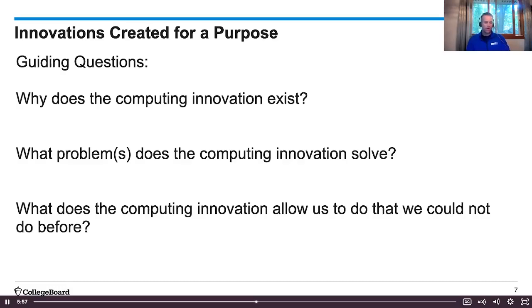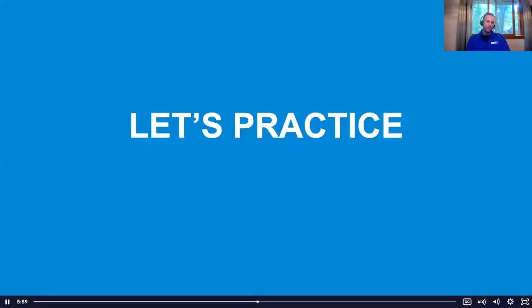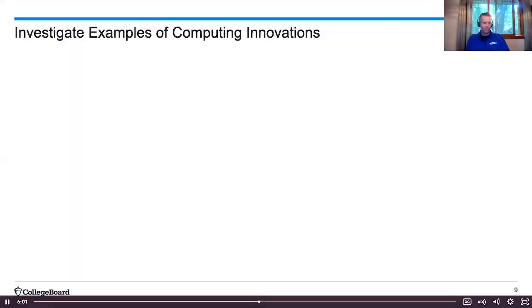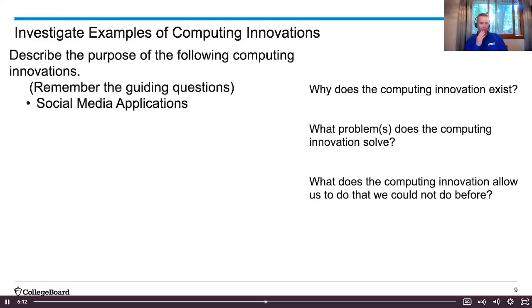So these are our guiding questions, okay? So now let's do a little bit of practice, all right? So I'm gonna give you a couple different computing innovations, and we want to think about what the purpose is, right? So let's describe the purpose of the following computing innovations. Now, before we start, remember the guiding questions.